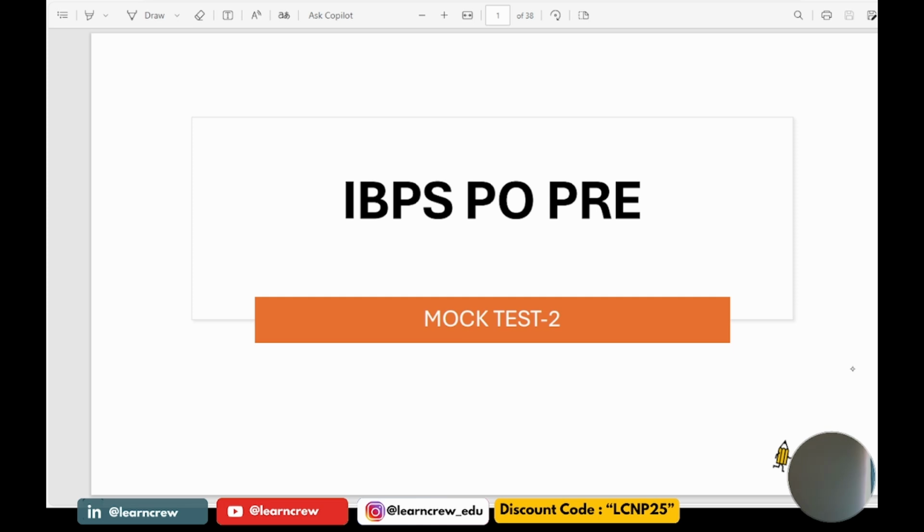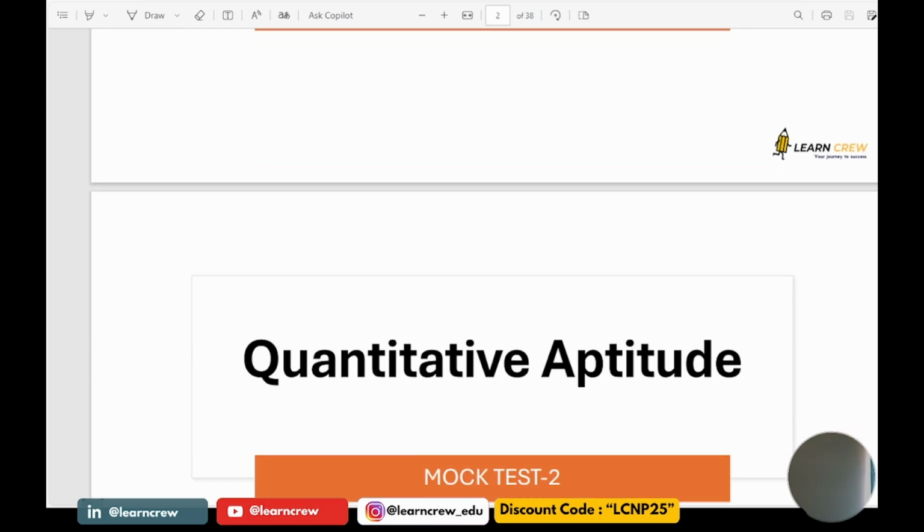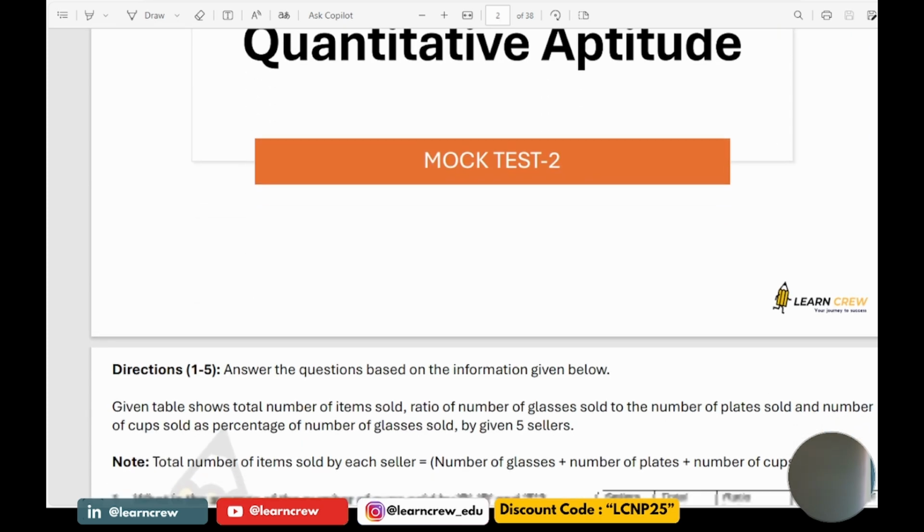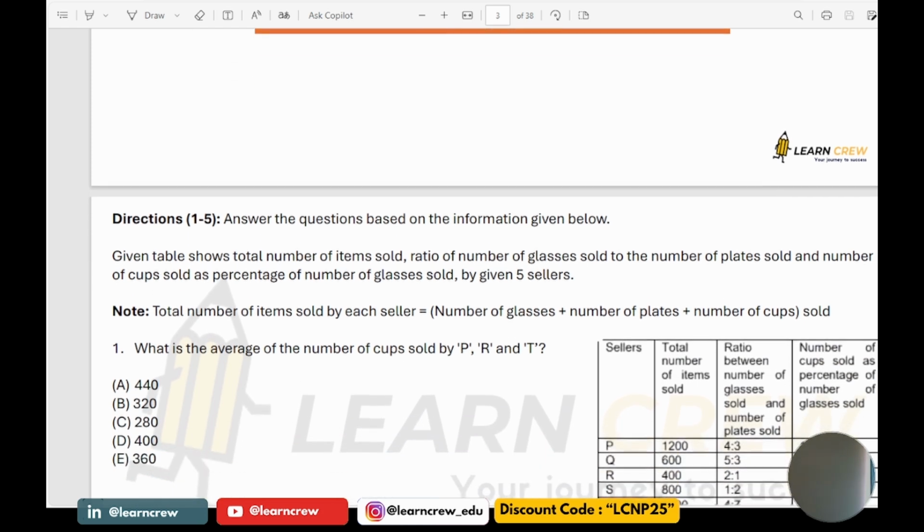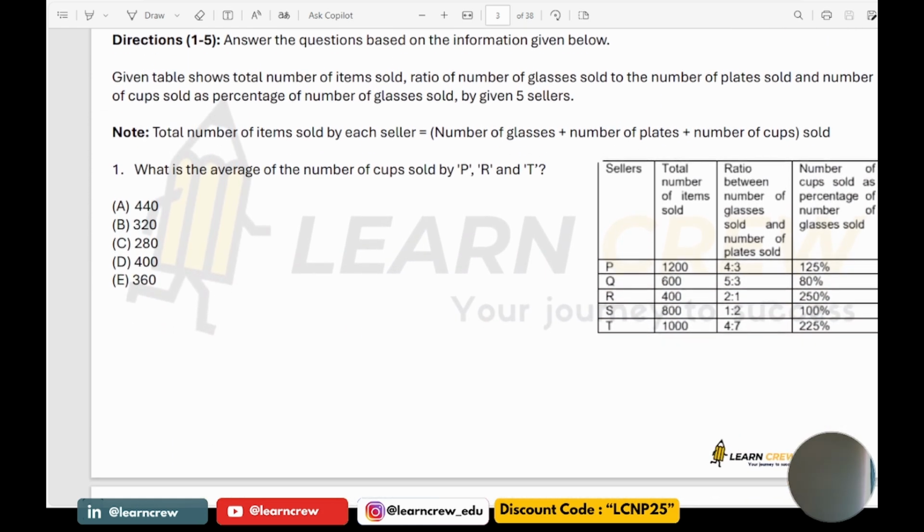Hi everyone, welcome to today's session on IBPS PO Prelims Mock Test 2 Quantitative Aptitude Paper Explanation. The first 5 questions are based on data interpretation. The given table shows the total number of items sold, the ratio of the number of glasses sold to the number of plates sold, and the number of cups sold as a percentage of the number of glasses sold by 5 different sellers P, Q, R, S, T. The total number of items sold by each seller is equal to the number of glasses plus plates plus cups sold. So please see here.